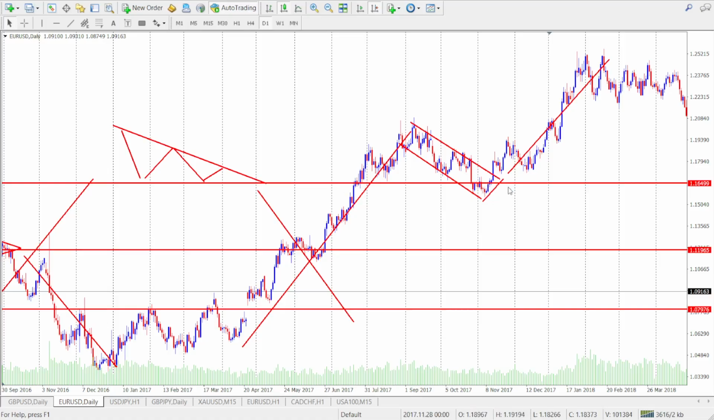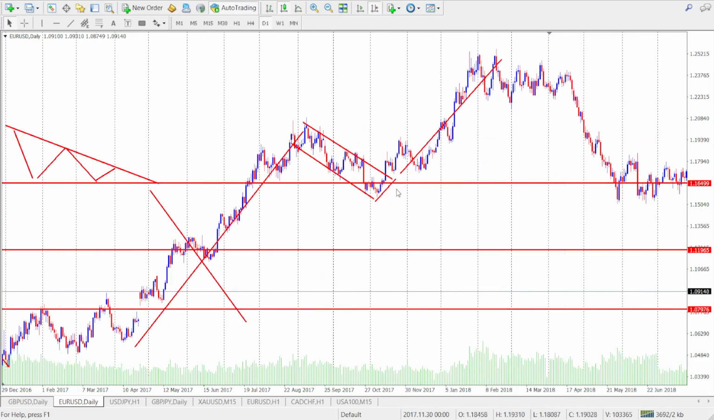It represents a short-term continuation that forms after a strong price movement. So this is what we call a flag pole, and this consolidation area is what we call the flag itself. This is the flag pole, this is the flag, and then this is the breakout, and that led to a surge in the bullish direction.